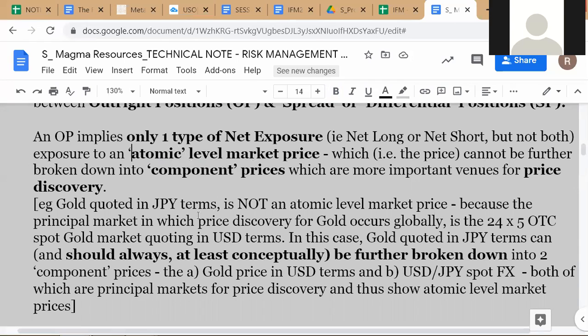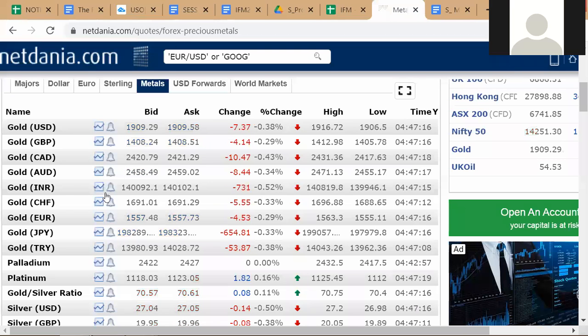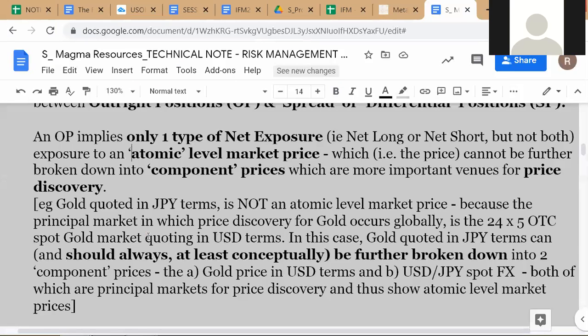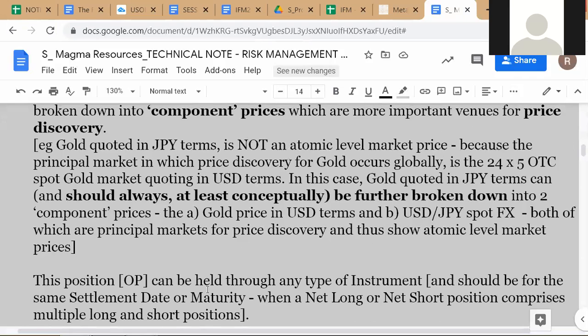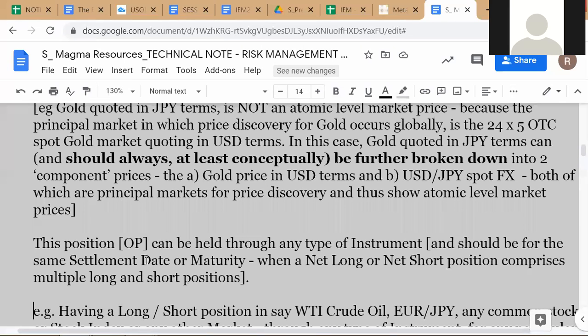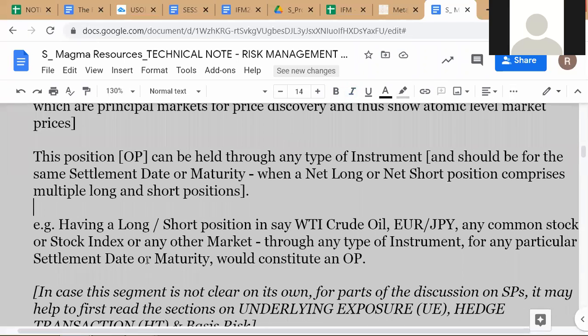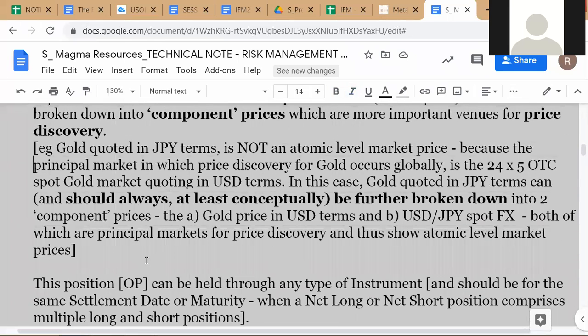What do I mean by this? If we look at this one, here, gold in yen terms. It's not an atomic level market price, because gold in yen terms basically is a combination of other prices.